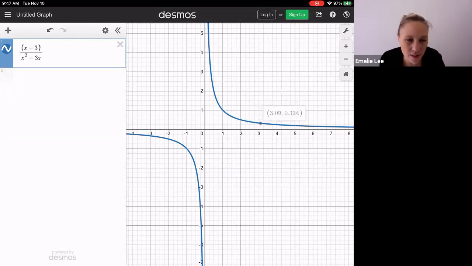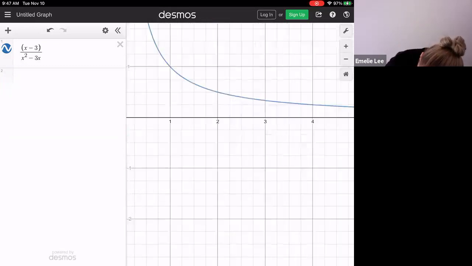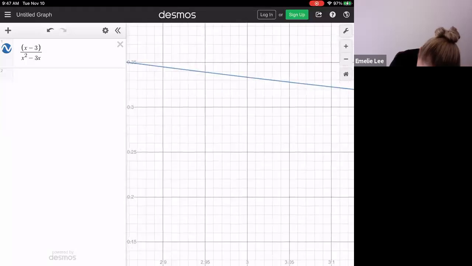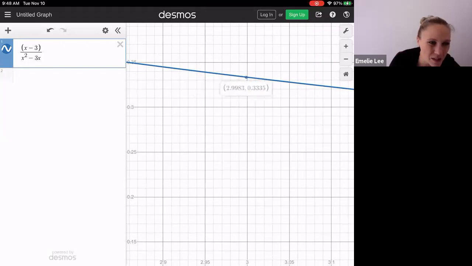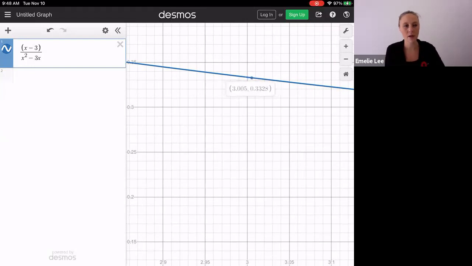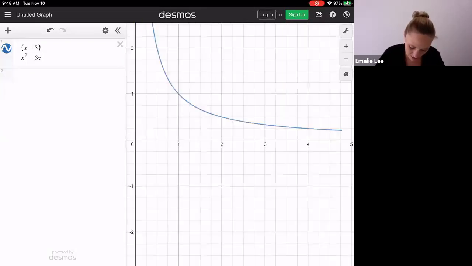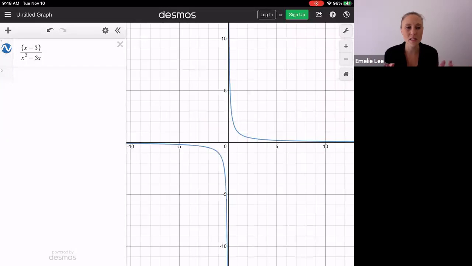See, it's not obvious. I have to be super close, I guess. But once you hit 3, it confirms that it's undefined. I'm trying to hold it as steady as I can there, but it's really hard. Hopefully you've caught a glimpse. So at 3, it's undefined. And then it just keeps going. So the rest of the graph looks like 1 over x, but we're going to have that hole at x equals 3.